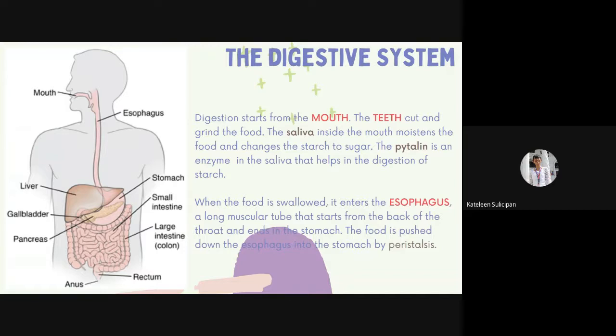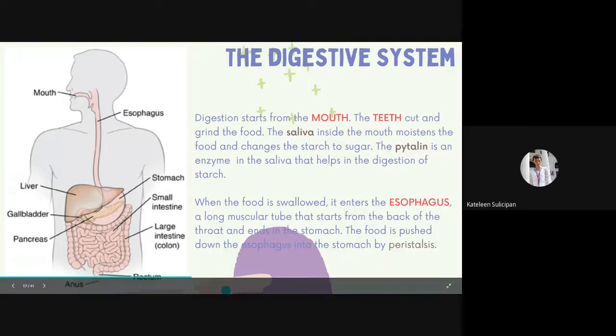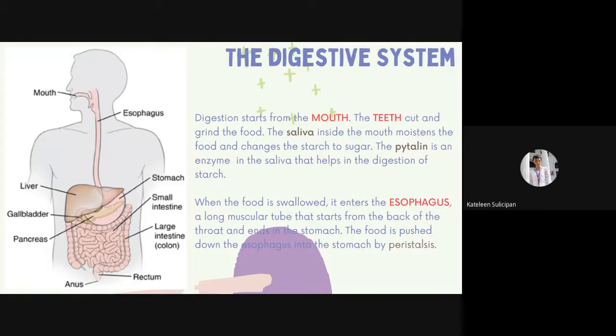pupunta na siya sa esophagus, which is a long muscular tube that starts from the back of the throat and ends in the stomach. And the food is pushed down the esophagus in the stomach by peristalsis. So, ayun, di ba? Pag naswallow mo na yung food, yung kanin, pupunta na siya sa esophagus. And after sa esophagus, pupunta na siya sa stomach. So, esophagus and then stomach. Dadating na siya sa stomach. And yung process na yun is called peristalsis. So, pag magpa-vomit ka naman, that's called reverse peristalsis.